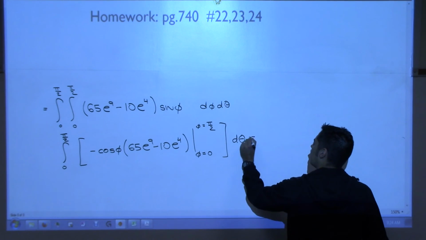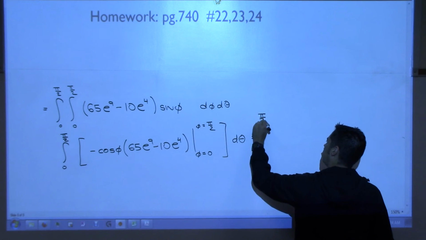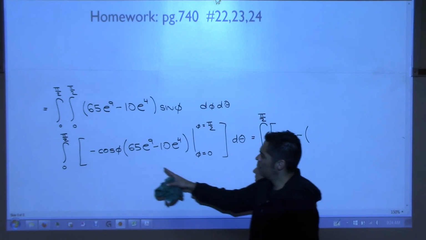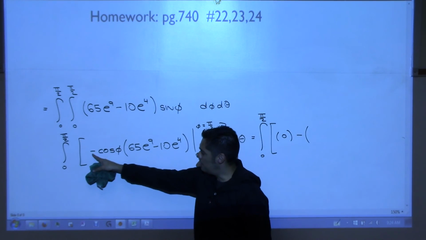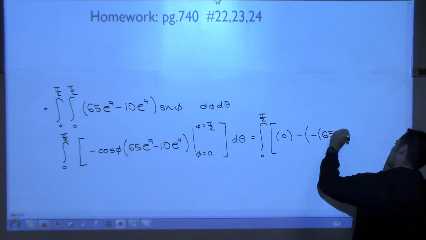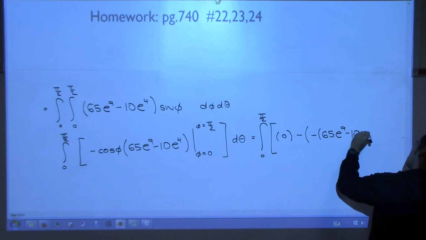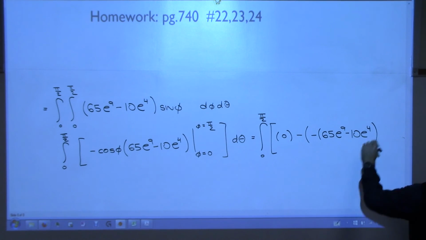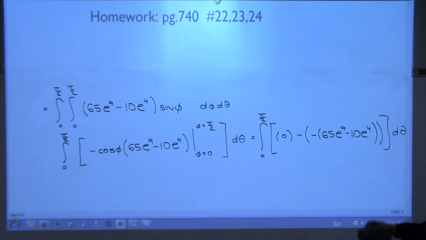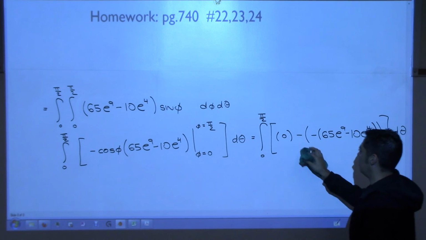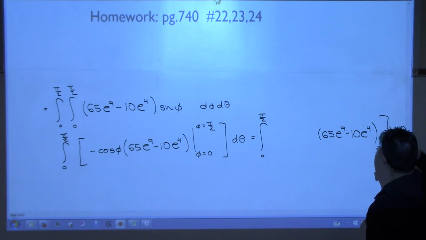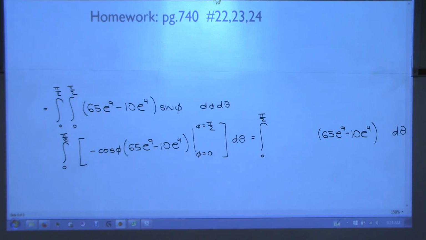And then we plug in 0. So I'm getting 0 when I plug in pi over 2 minus, now let's plug in 0. Cosine of 0 is 1, but then it's negative. So it'll be negative 65 e to the 9th minus 10 e to the 4th. And then I'm going to integrate that with respect to theta. So all that happens here is that this minus and minus become a plus. The 0 doesn't matter. So it's really just this.